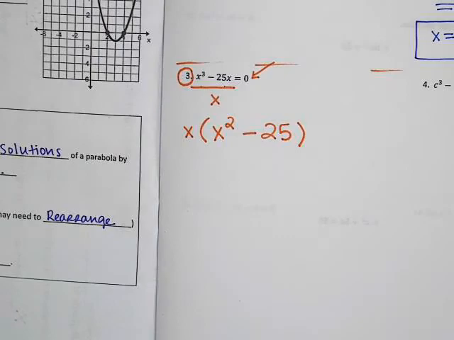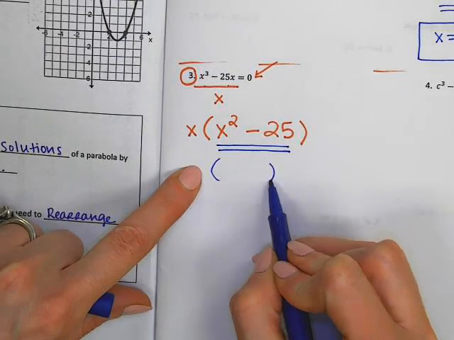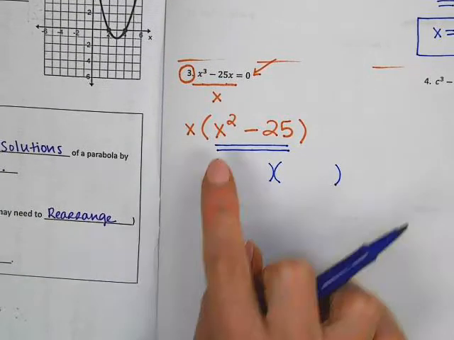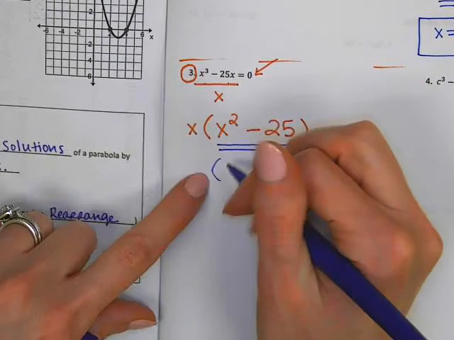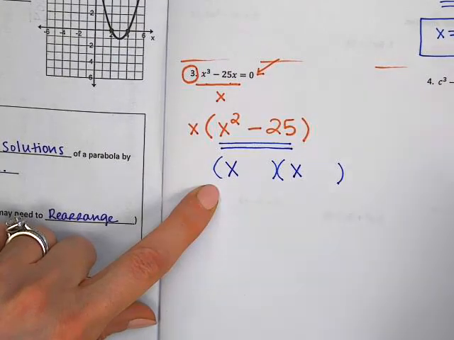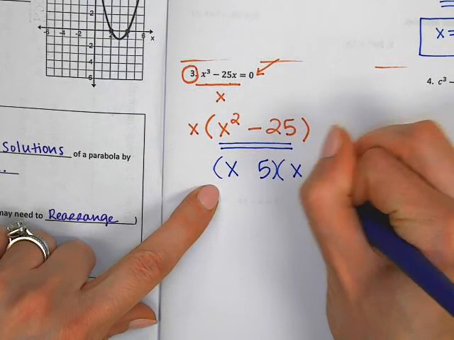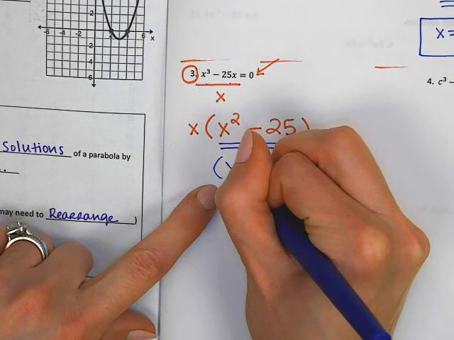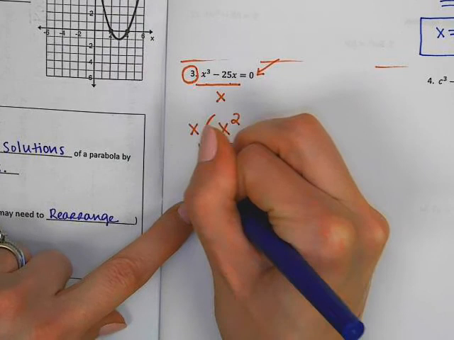Okay, now, do you guys remember this? This one we can factor by the difference of two squares method. Do you remember that? When you have the difference of two perfect squares, if it's x squared, it's going to be x and x. If it's 25, it's got to be 5 and 5. And then remember to make it negative, one's plus and one's minus. And then, of course, bring down the GCF.